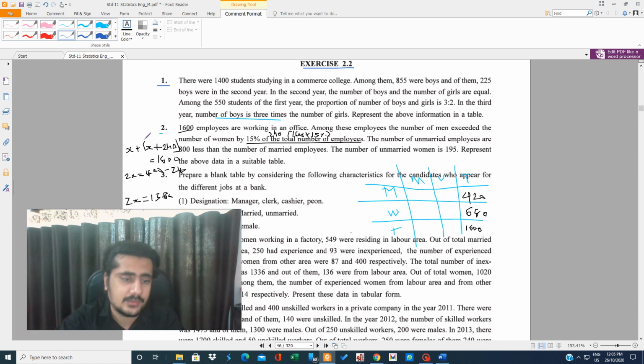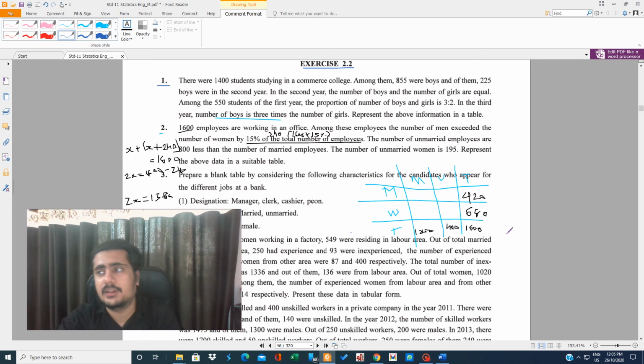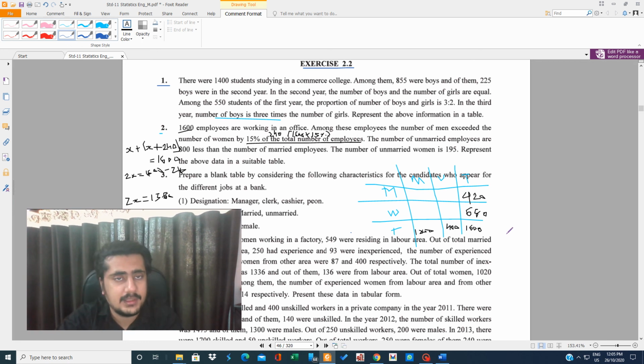So if you solve this, 2X is equal to 1600 plus 800, that is 2400. X is 1200. What have we supposed X to be? Married. So married is 1200. If this is 1200, unmarried is 800 less. Unmarried is 400. So out of 1600, 1200 is married and 400 is unmarried.